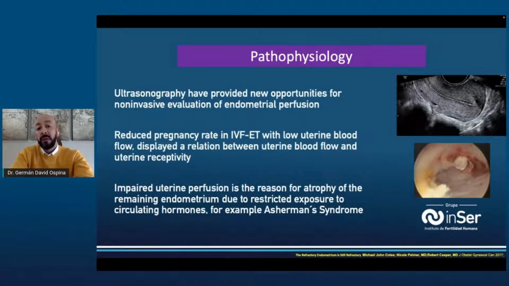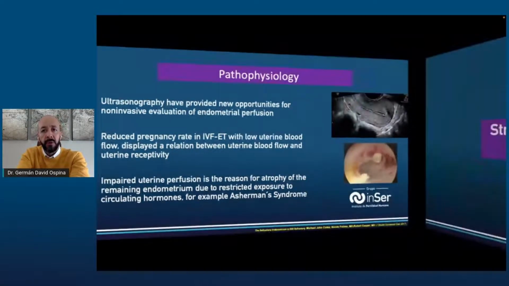Okay, and this impaired uterine perfusion is the reason for atrophy of the remaining endometrium due to restricted exposure to circulating hormones. For example, in Asherman's syndrome, like in this picture here. What is the meaning of this? If the vessels are damaged during a procedure, the circulation of the endometrium goes down, or maybe in some cases could lose all the circulation or blood flow. Then the hormones can't act on the receptor, and that is the problem, or that is the cause, because the endometrium many times can't grow.